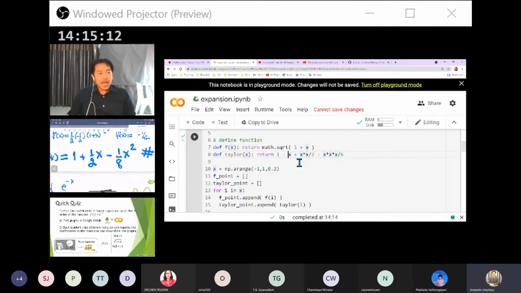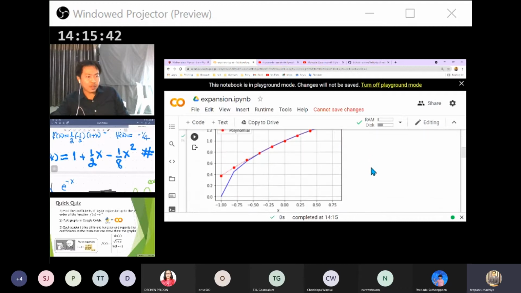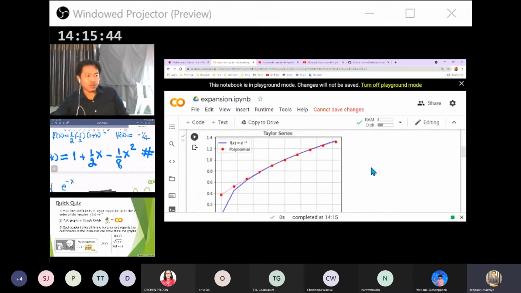The first one is 1, the next one is plus 1/2 times x, and the next one will be minus 1/8 times x squared, like so. I only have the second order of the expansion, so I deleted the third one, and I played it again. Let's see if I get this right. Very good. Okay, very good.